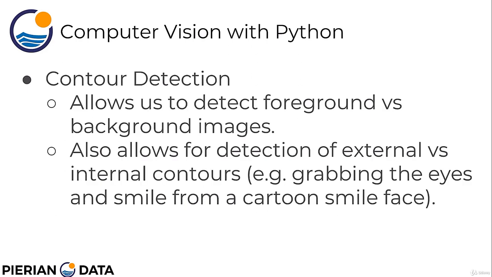Then we'll move on to talking about contour detection. Contour detection allows us to detect foreground versus background images, and also allows for detection of external versus internal contours. For example, grabbing the eyes and smile from a cartoon smiley face and realizing that those are internal contours versus the external contour of the actual circle that holds the eyes and the smile. And we'll be working with that exact example later on.